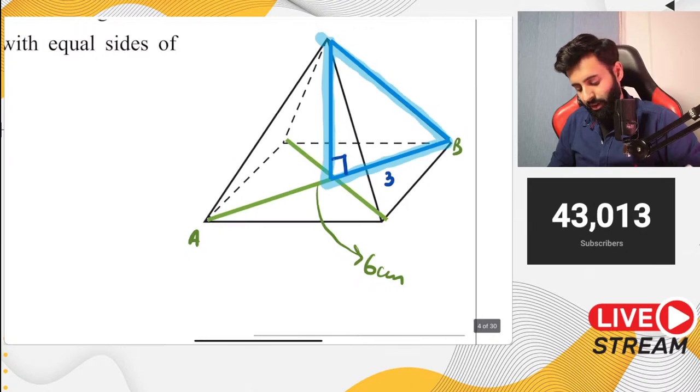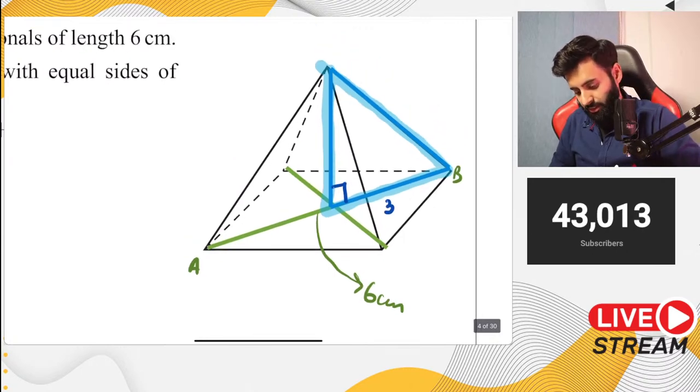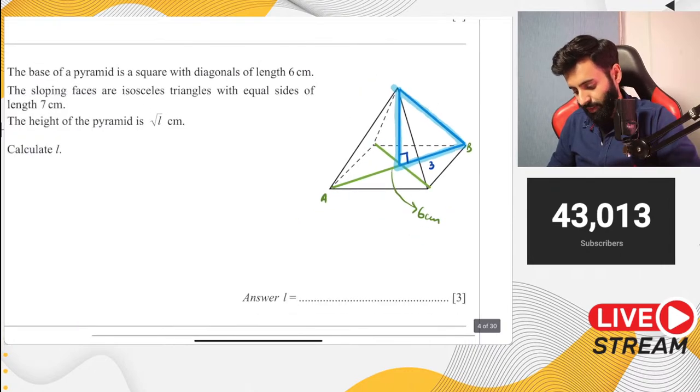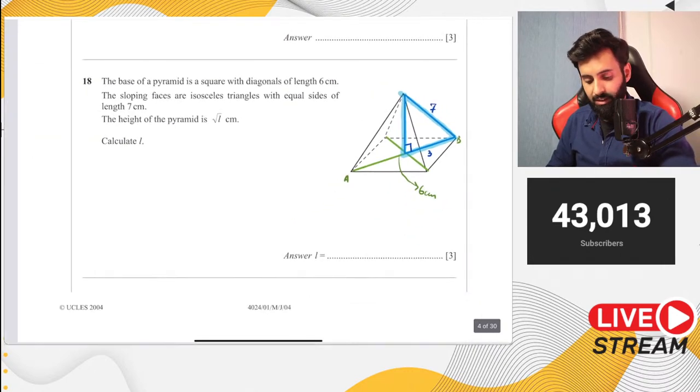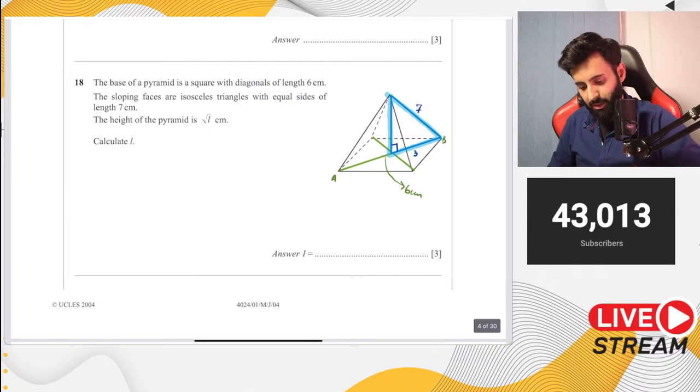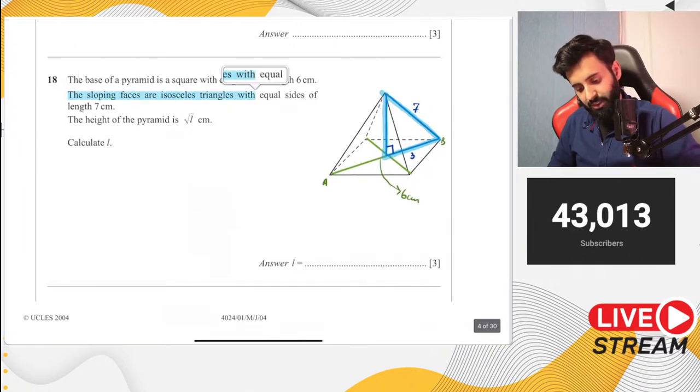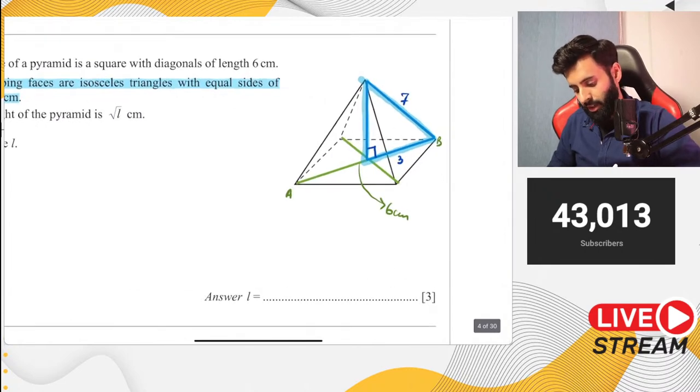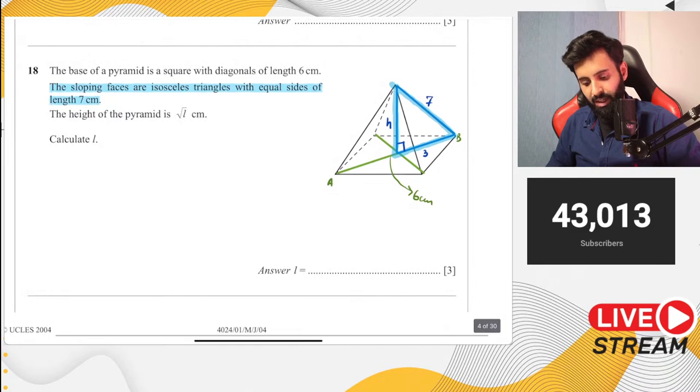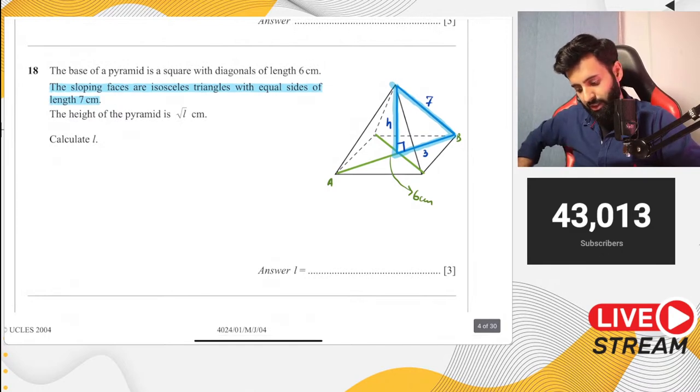And what about the length of the triangle? That's going to be equal to 7 centimeter, according to the question. The sloping faces are isosceles triangles with equal sides of length 7 centimeter. Now what we have to calculate is the height. According to the question, the height of the pyramid is square root L centimeter, and that's what we have to calculate.